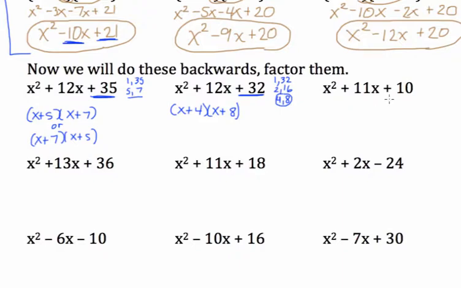Next one. If you can't figure it out, start with the multiplying number. What two numbers could be multiplied together to make 10? Well, 1 and 10, or 2 and 5. Which one of those add together to be 11? This one.